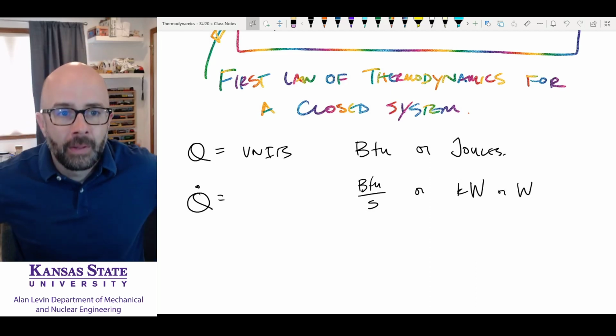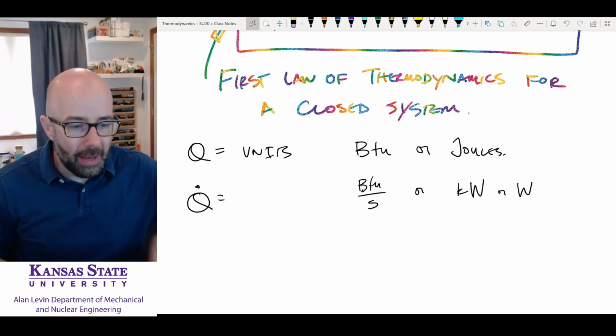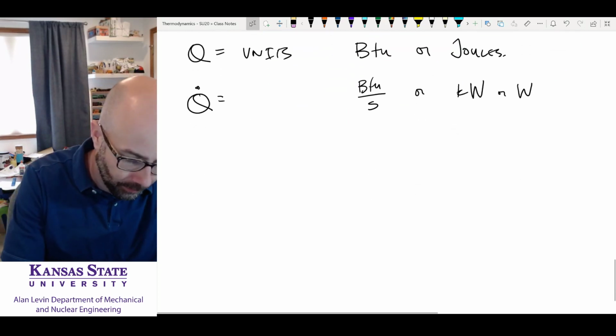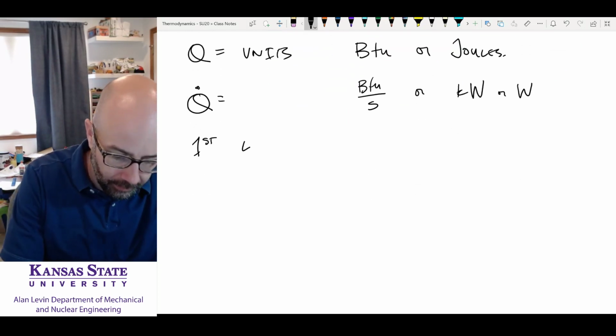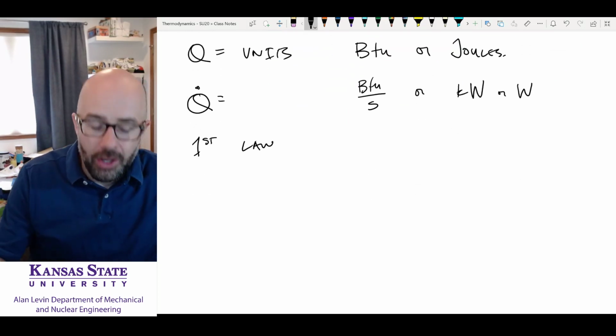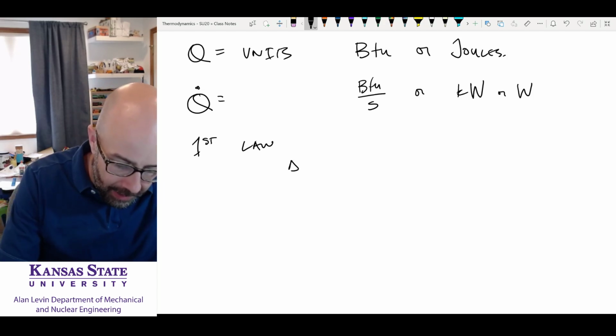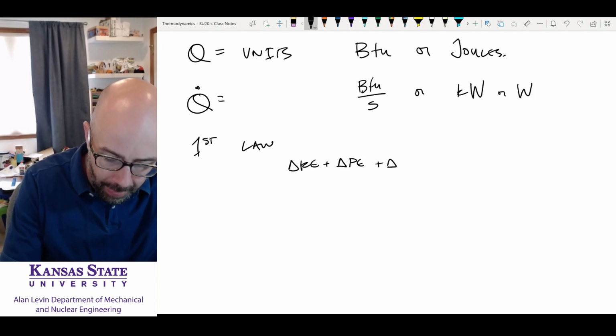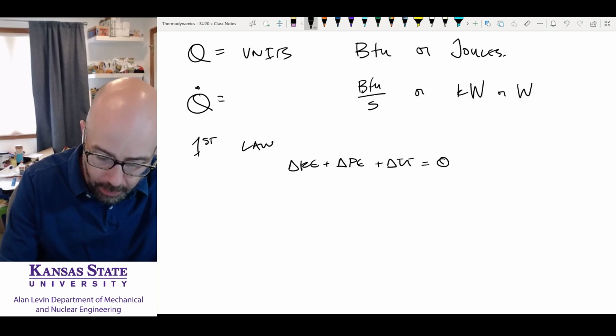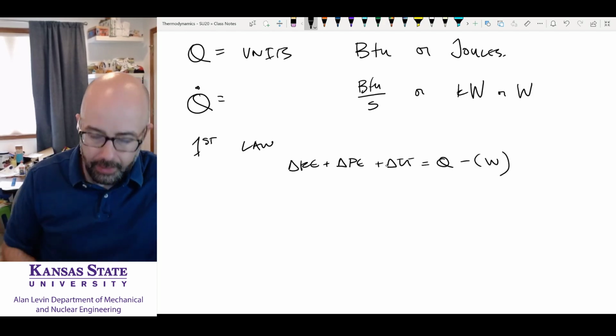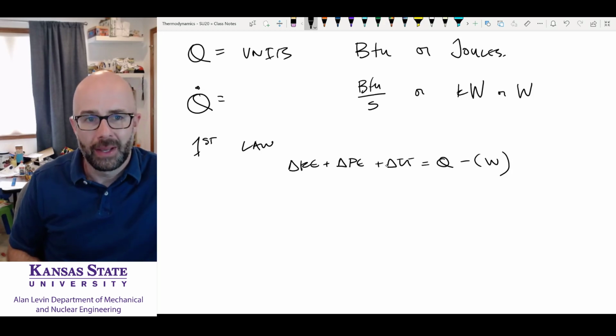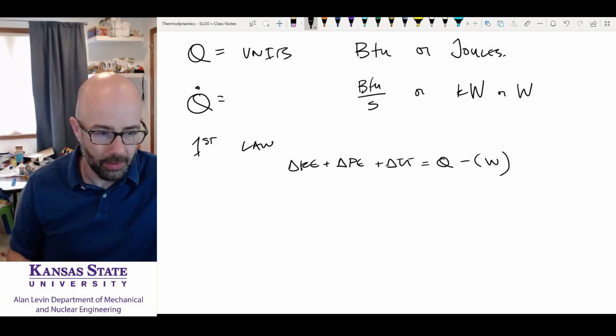Okay, so I want to really talk about this first law again. You can write it here: delta KE plus delta PE plus delta U is equal to Q minus W. Now I didn't do summations. I'm not saying there's only one source of heat. There's only one type of work.